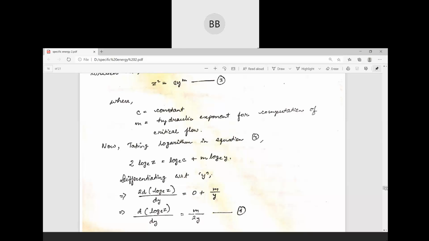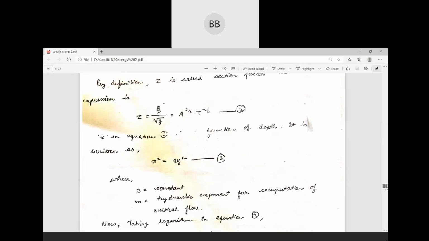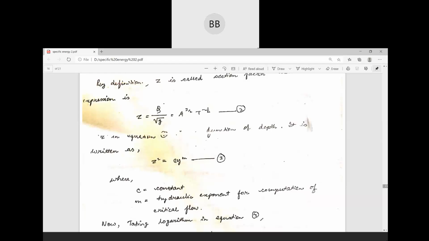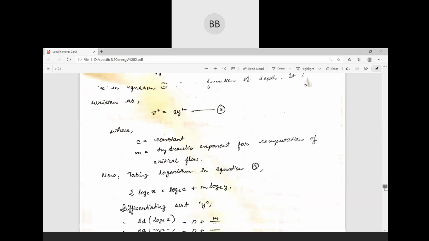Then again, we have to go back to equation number 2. This is our equation number 2. And then we are going to do the same process. First, we will take logarithm and then we differentiate with respect to y.